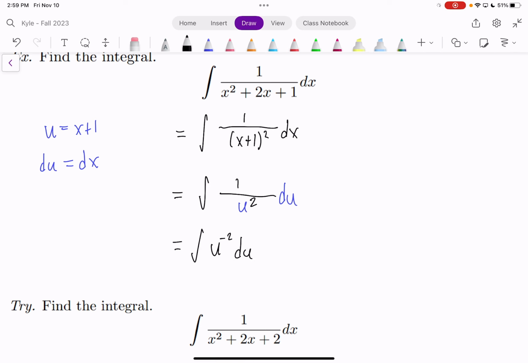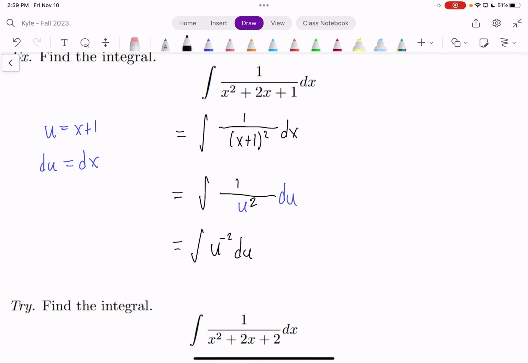We'll use our inverse power rule here, so we'll add 1 to the power and divide by negative 1. We'll add c, and then we'll substitute back. So we'll get negative x plus 1 to the negative 1 plus c. Okay, awesome. So that was relatively painless.